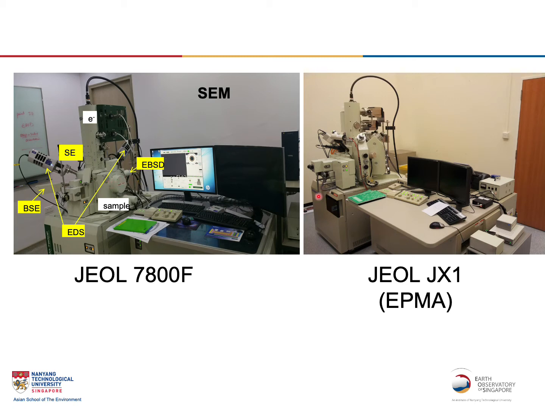For the EPMA, the electron source and the rest is basically the same, but instead of the EDS detector, which is energy dispersive spectroscopy, we have a WDS detector. In EPMA we have 5 WDS detectors and one EDS detector. WDS stands for wavelength dispersive spectroscopy.